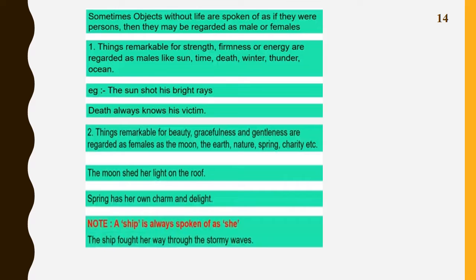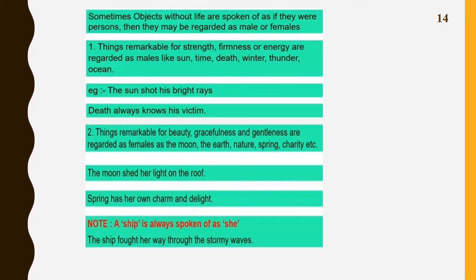Things remarkable for strength, firmness, or energy are regarded as males, like sun, time, death, winter, thunder, ocean. The sun shot its bright rays. It's showing the strength of sun. Death always knows his victim.